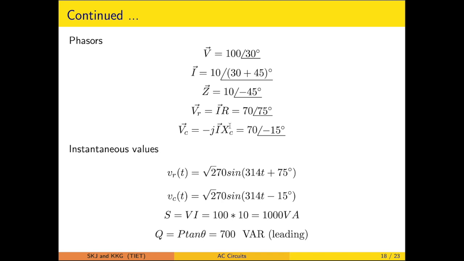The voltage which is coming out to be 70, while writing into the instantaneous form, is to be multiplied by root 2. The same process has to be repeated for the others. Similarly, while writing for the Q, you will be specifying the lag and lead arrangement, the way we specify it for the power factor.